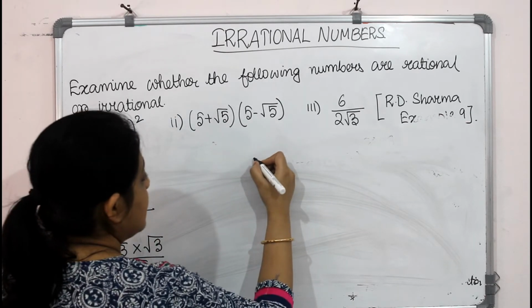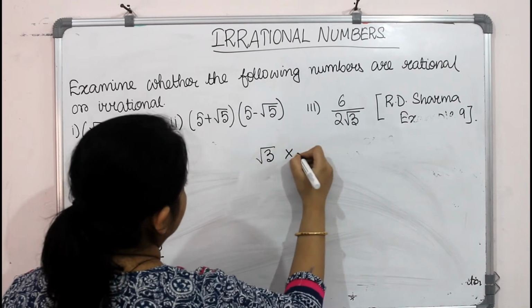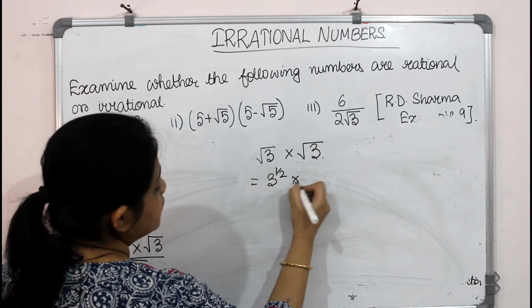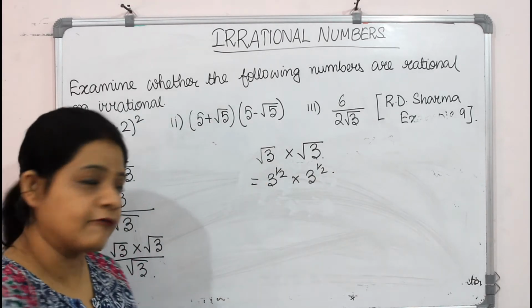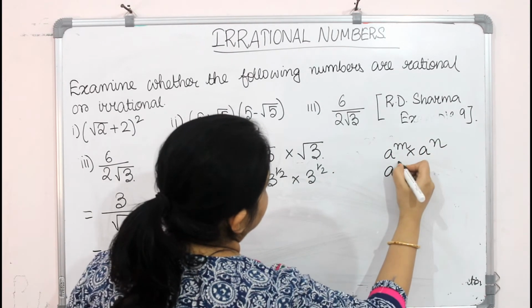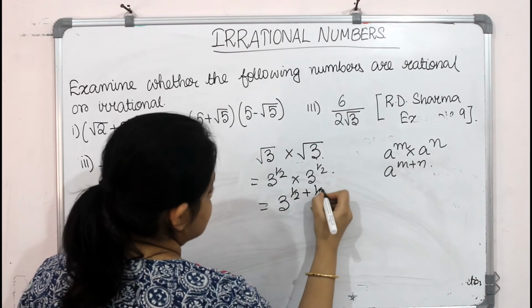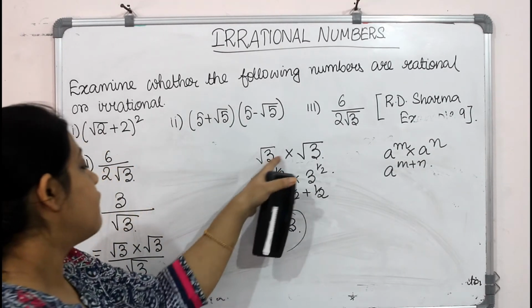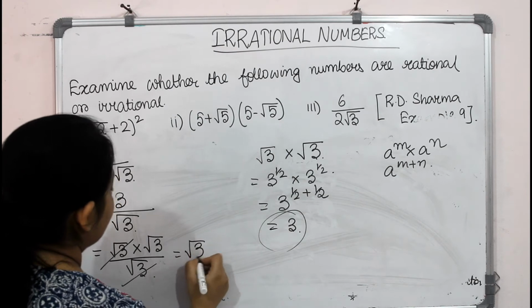Why? Because if I write root 3 into root 3, this is 3 to the power of half into 3 to the power of half. It is of the form a to the power of m into a to the power of n, that is a to the power of m plus n. So we get 3 to the power of half plus half, that is 3. So you have written 3 in the form of root 3 into root 3. So root 3 gets cancelled and you are left with root 3.